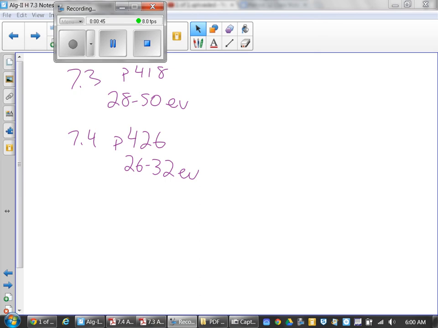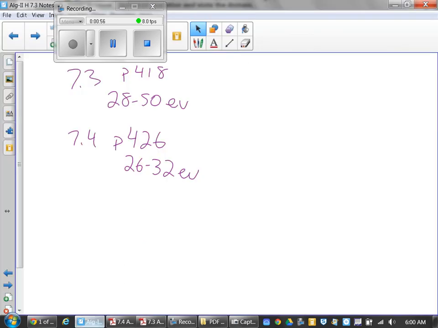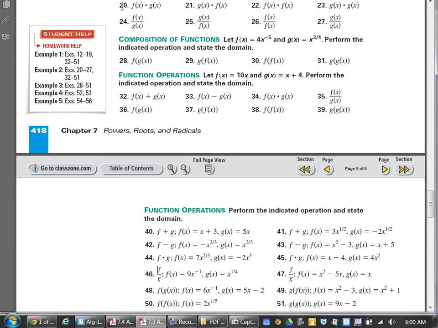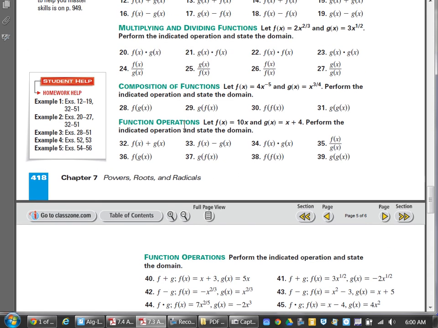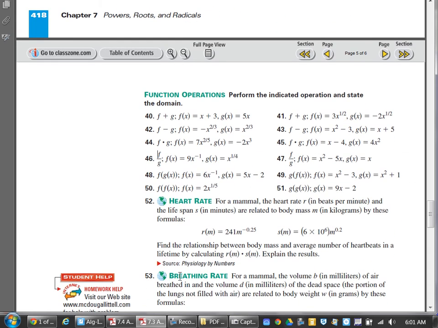In the 7.3 stuff, we did 48 through 50 on the evens. And I'm just going to look at a couple of them real quick. I'm guessing that most of these things weren't that bad. Let's pick a couple real quick. Let's do 44 and 46 real quick. Let's see how we do.